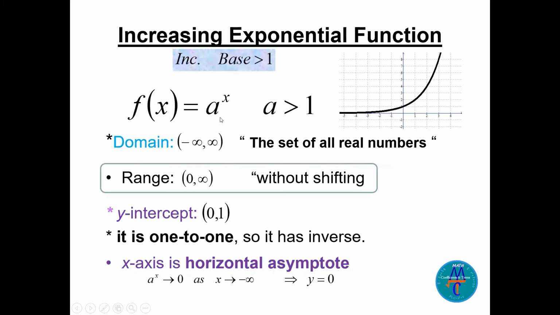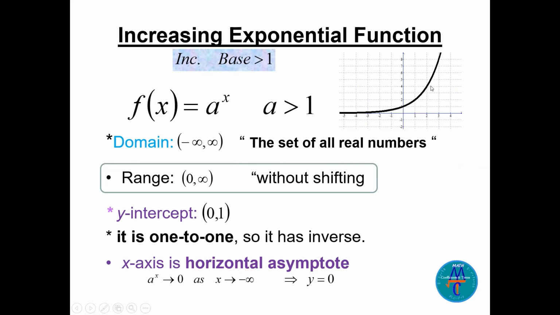Now, the increasing case is where we have the base a greater than 1. Any base greater than 1, even starting at 1.001, will be increasing. And this is the information you need for this graph. It will pass through 0 and 1. If you put x equals 0 here, it will be 1.